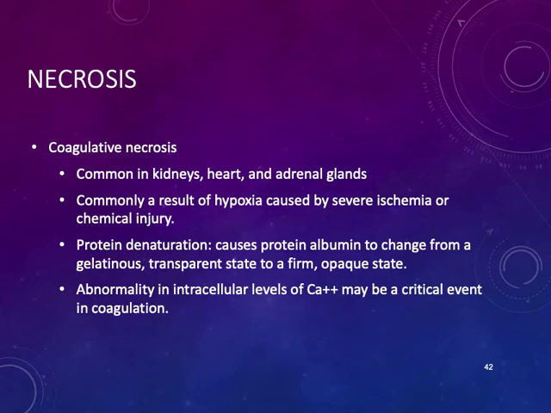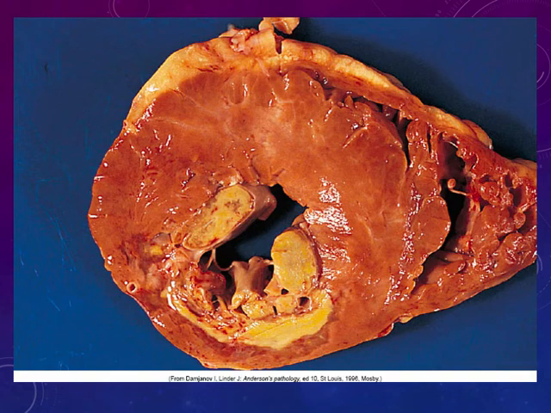You get protein denaturation. So basically it causes the protein, which is albumin is a protein, to change from a gelatinous transparent state to a more firm opaque state. A lot of times too with this, they'll get abnormalities with intracellular calcium, and it's kind of a precipitant in this whole event. This is an example of the heart where you would see coagulative necrosis. So it's just basically necrosis in the tissue, very common in the heart, and once again, it's usually related to lack of oxygen.